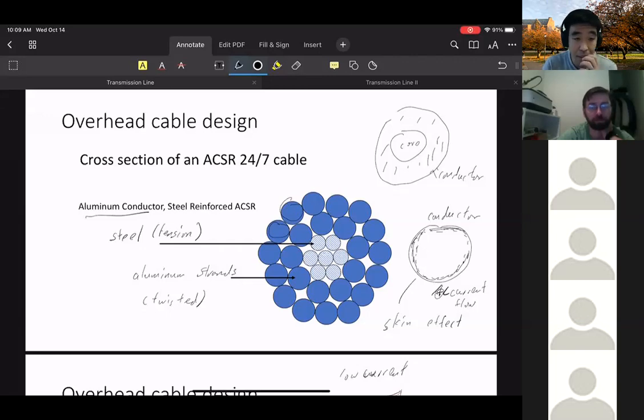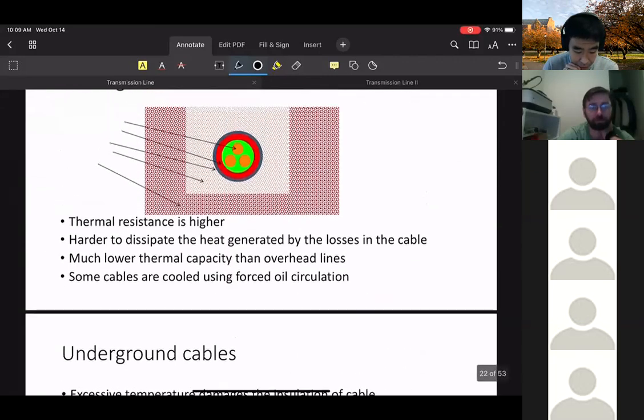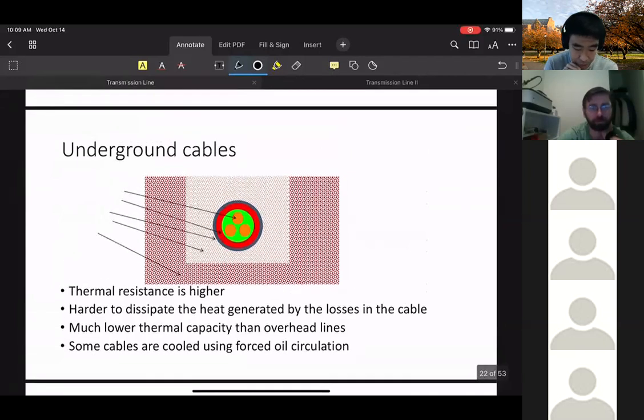So this is overhead line design. If you look at underground lines, underground is more expensive because they have to be insulated. High voltage overhead transmission lines are not normally insulated; they're open to air. But for underground lines, obviously that's not what you want to do. So you have to insulate them.